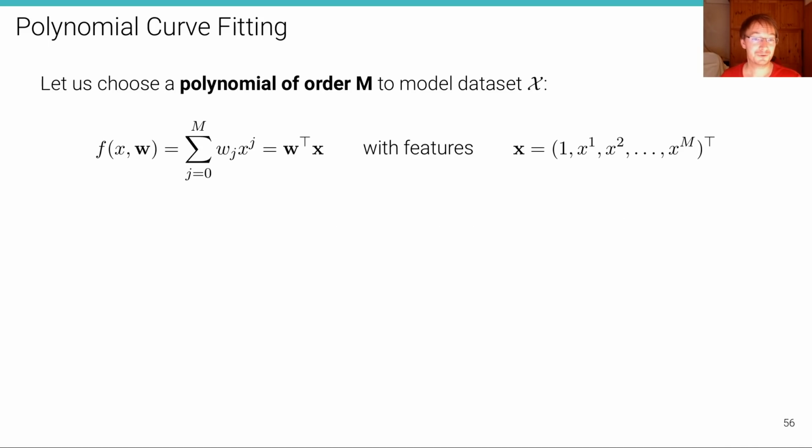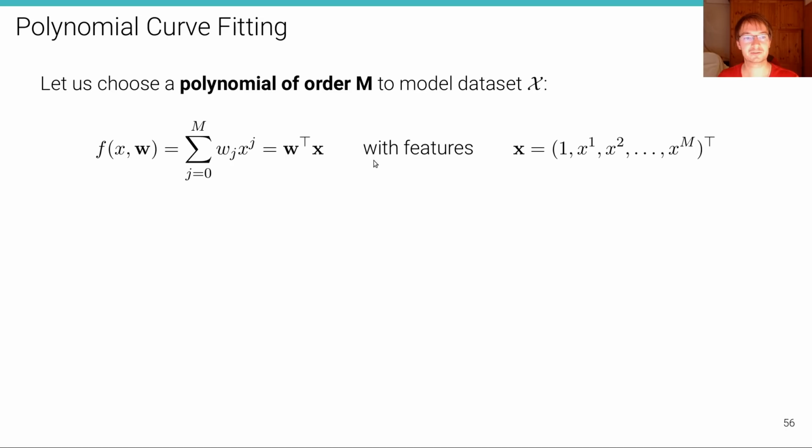So let us now choose a polynomial of order m to model a data set X. This polynomial can be simply written as the sum of these monomials x to the power of j. So we have the sum of m monomials, where the first monomial is just 1, x to the power of 0, then we have x squared, etc. All right, so now we can write this in the same way as before, weight vector transpose x, where now these features have a very specific form.